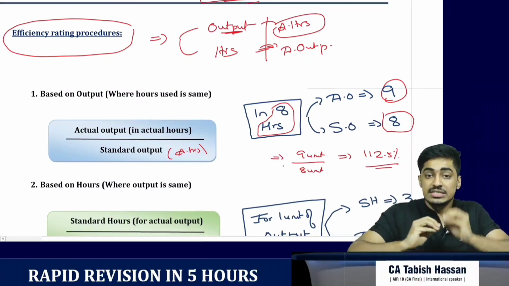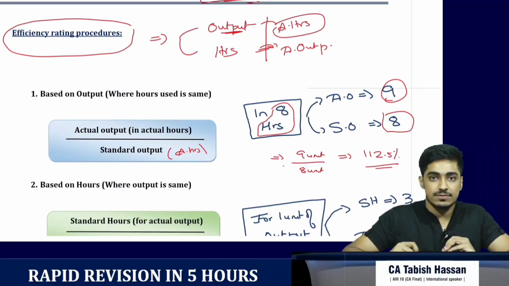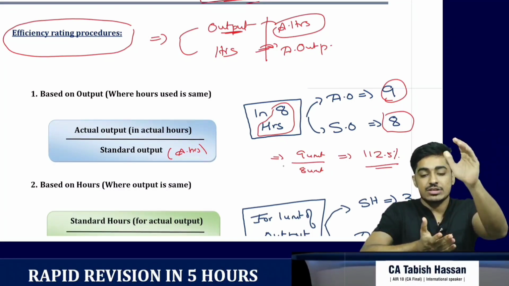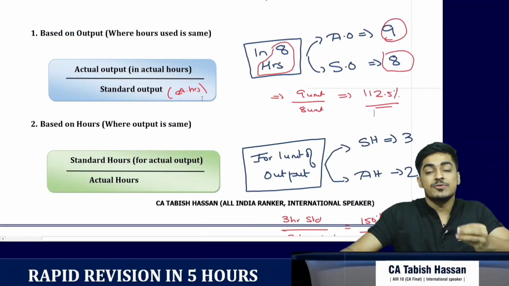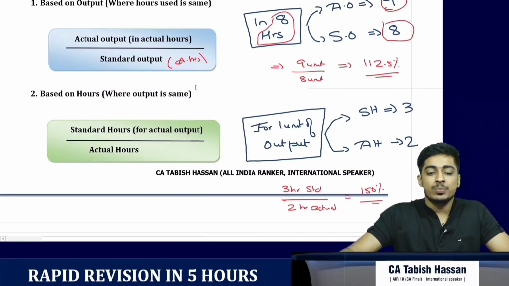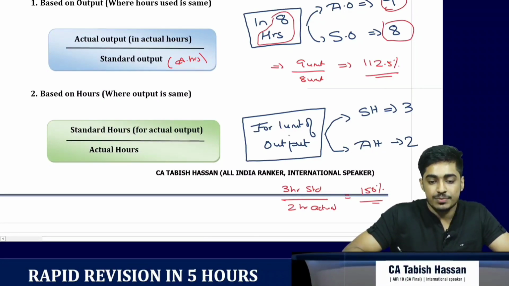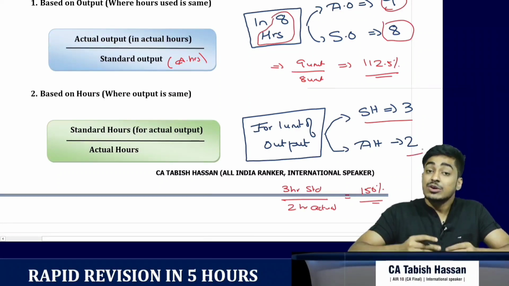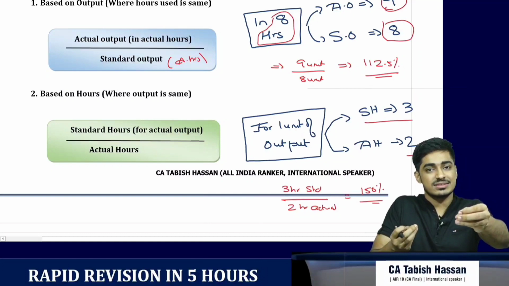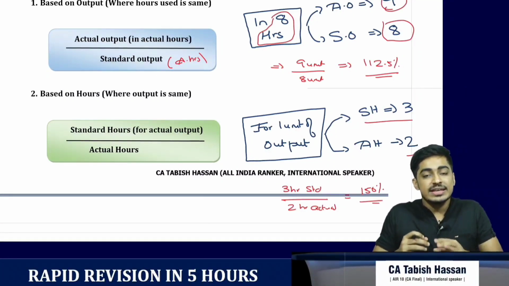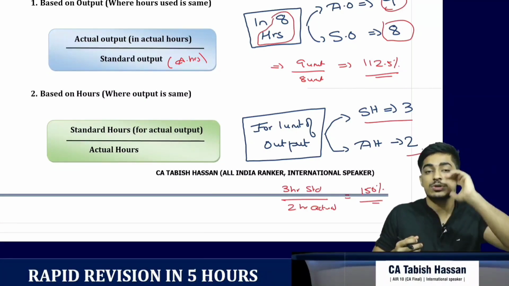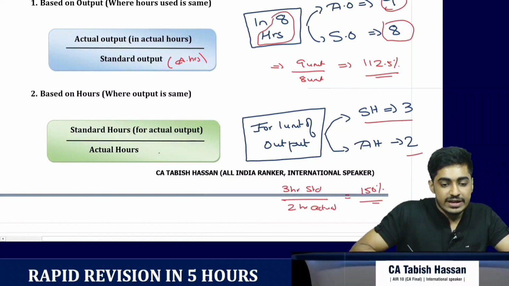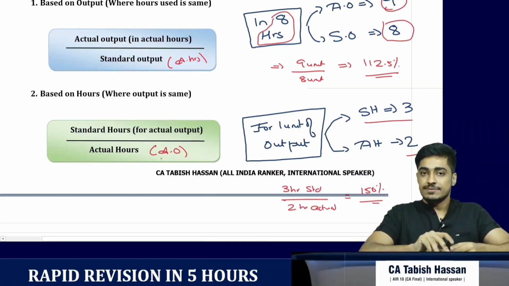Don't learn the formula by heart. Just create an example and you will get the formula by yourself. So in 8 hours, if I produced more units than standard, it is favorable. So it is actual output divided by standard output. Now, when we are comparing based on hours, the output is the same. Say for example, for 1 unit of output, the standard hours is 3. But actually I have taken only 2 hours. I mean, I could have taken 3 hours, but I have done it in only 2 hours. Do you see how efficient I am? So how do we get it? Fewer hours is always better. So we put standard hours in the numerator and we put actual hours in the denominator. So standard hours for actual output divided by actual hours for actual output gives us the efficiency.